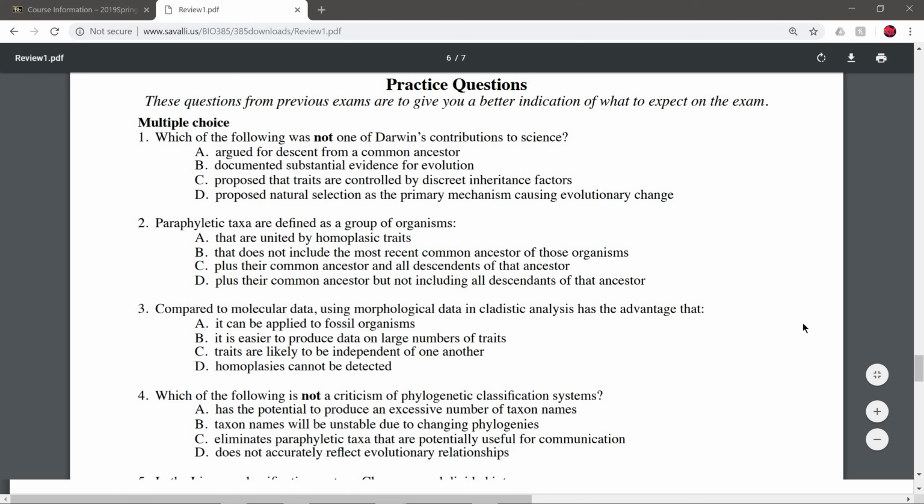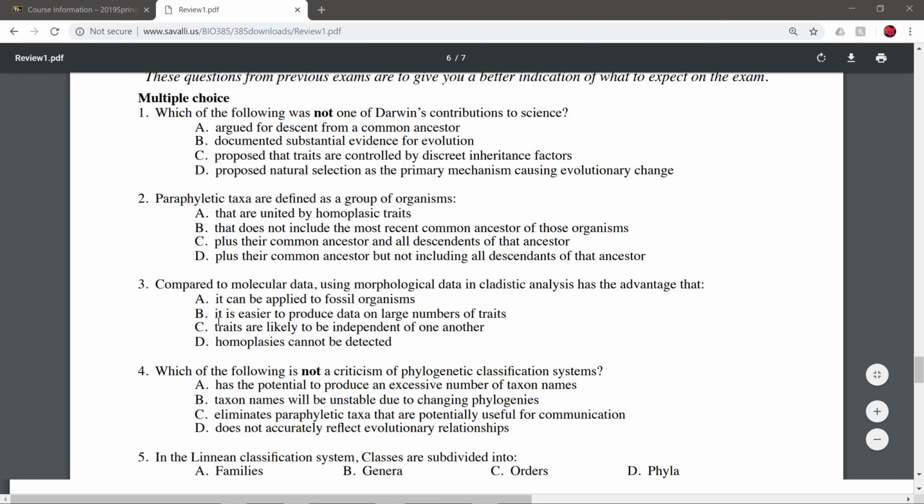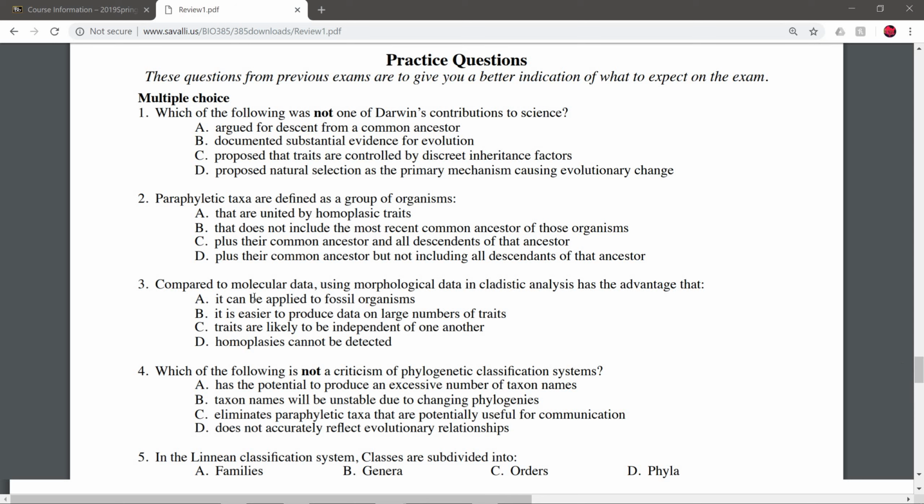Oh, no, wait a minute. I'm misreading the question, aren't I? Yeah, I'm an idiot. So don't do what I'm doing. I've got to parse the question carefully. It says compared to molecular, and I was answering it from molecular data. So it's compared to molecular data, morphological data, including this advanced analysis, has the advantage of. It may help to read it. I should read my own question.